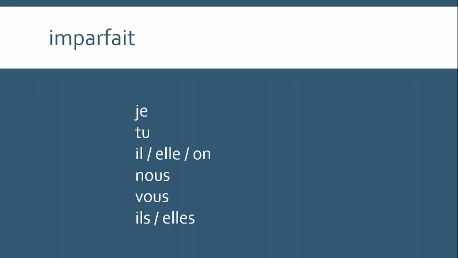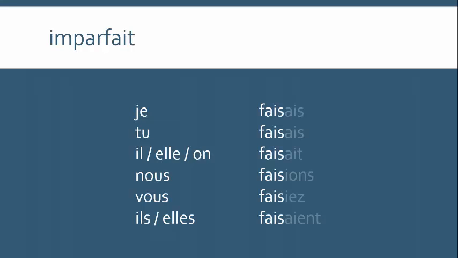Imparfait, again, as I just said, we need the nous form of the present tense, which remember is nous faisons. Then from that we remove the ONS, which gives us fuzz. Yes, it looks like fez, but it's pronounced fuzz. And then to that we add the imperfect ending. So we have je faisais, tu faisais, il, elle, on faisait, nous faisions, vous faisiez, and ils, elles faisaient.